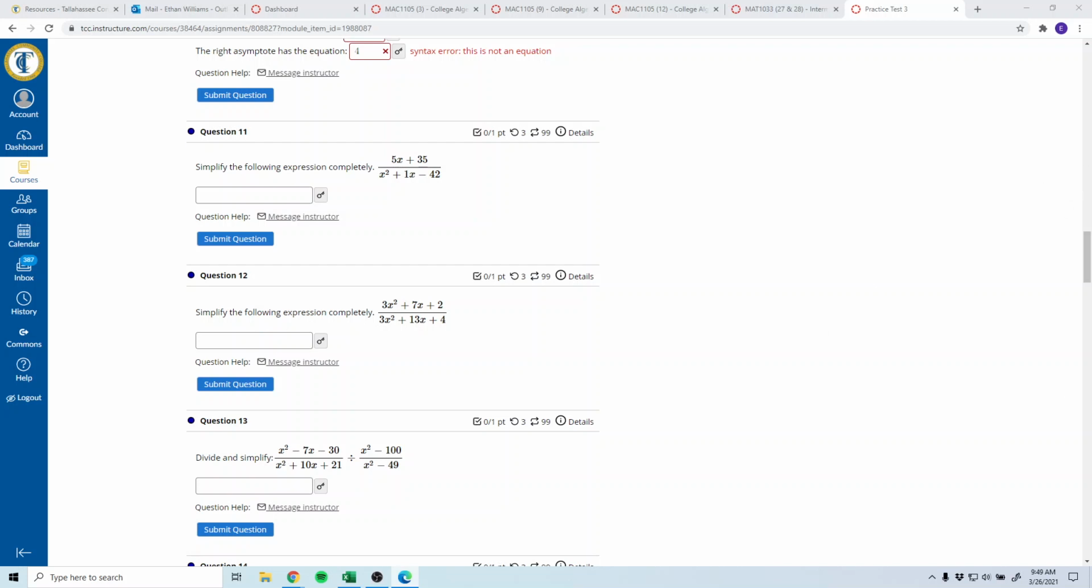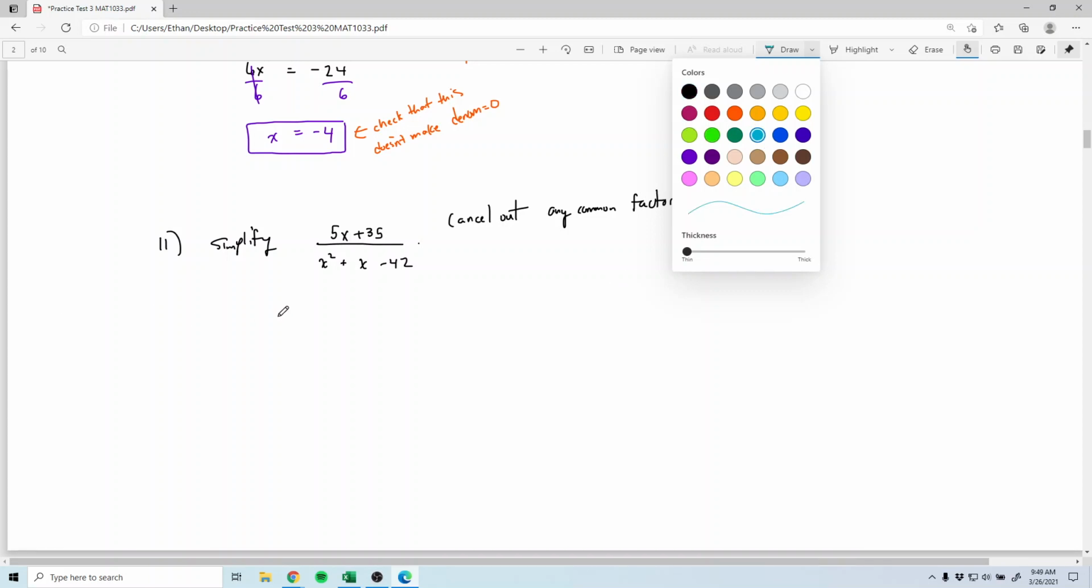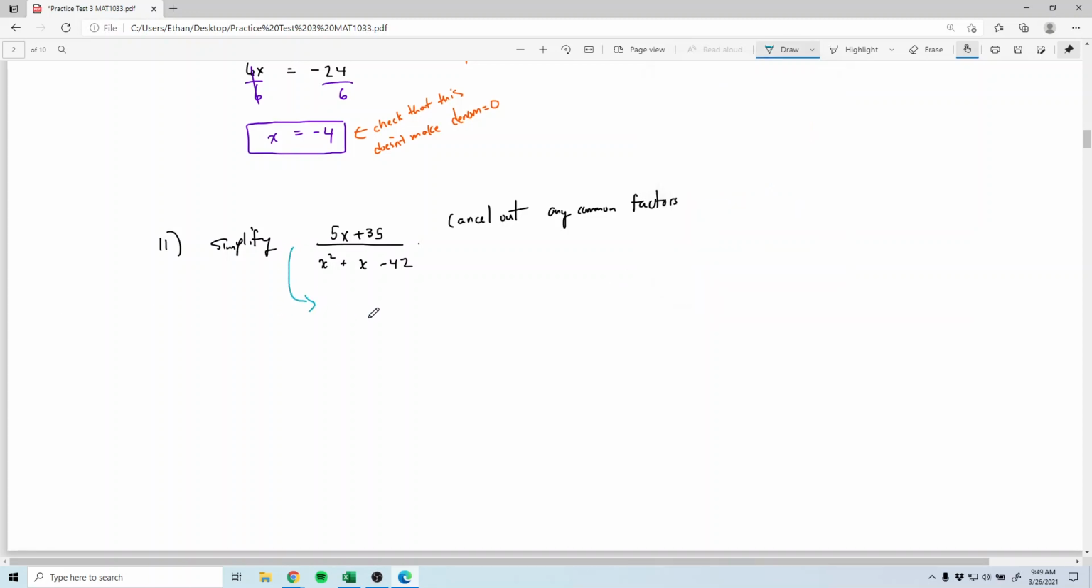Simplify completely means we're going to hopefully factor the top and bottom and cancel out any common factors. So I'm just writing that on this sheet before I move it over, but that's what simplify completely means. We're going to factor the top, we're going to factor the bottom, and if there's any common factors, we're going to cancel them. All right, so let's go ahead and do it. I'm going to rewrite the problem down here just so I can write it in line. 5x plus 35 over x squared plus x minus 42.